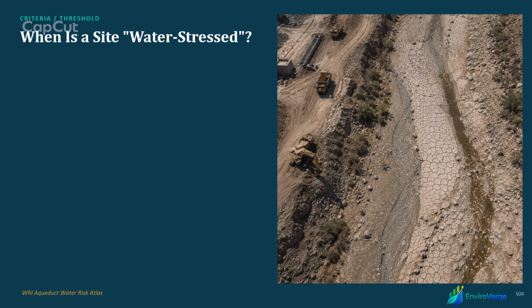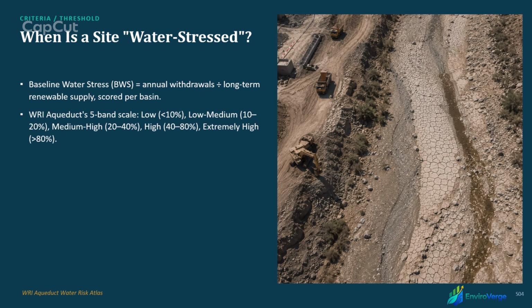Here's the actual definition, because most people use this term without ever seeing the number behind it. Baseline water stress, BWS, is annual withdrawals divided by long-term renewable supply, scored per basin. WRI Aqueduct's Water Risk Atlas scores it on a 5-band scale. Low, under 10%. Low medium, 10 to 20. Medium high, 20 to 40. High, 40 to 80. Extremely high, above 80%.